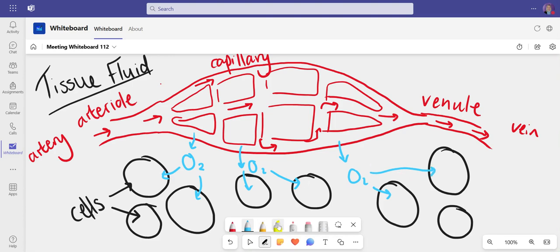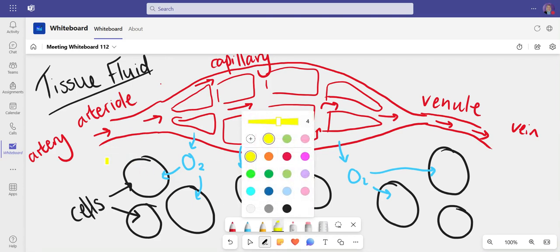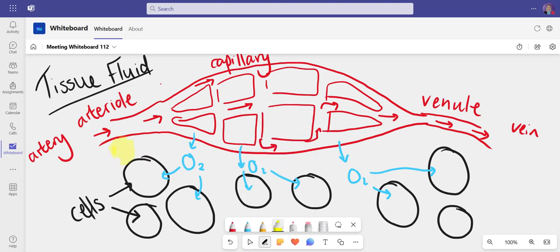Now, what we haven't mentioned so far is that all of this area here, let me just make that a bit bigger so it's a bit quicker, is filled with another liquid that we haven't mentioned. So all around the cells here, in all this space, all of this is liquid, and this liquid is tissue fluid. So surrounding all of our cells, we've got our tissue fluid. All around here, tissue fluid.